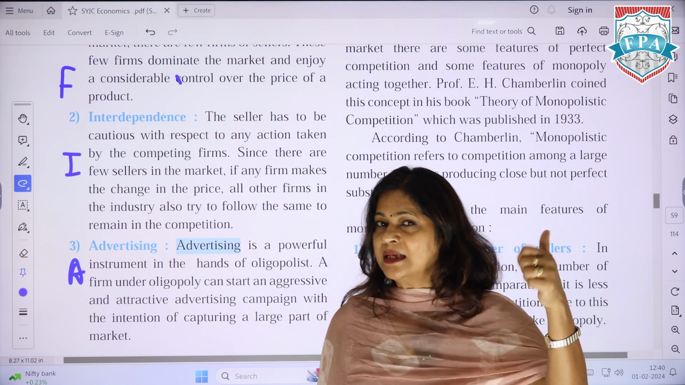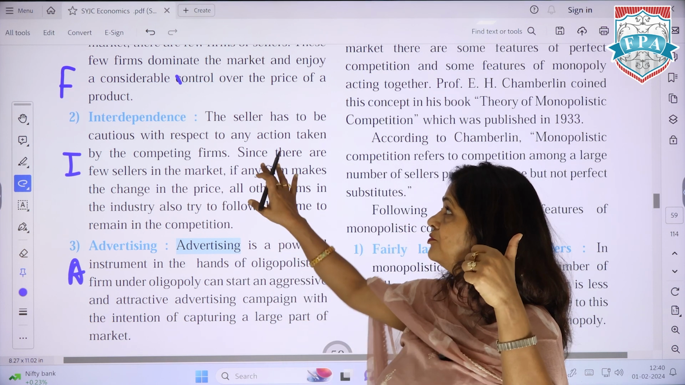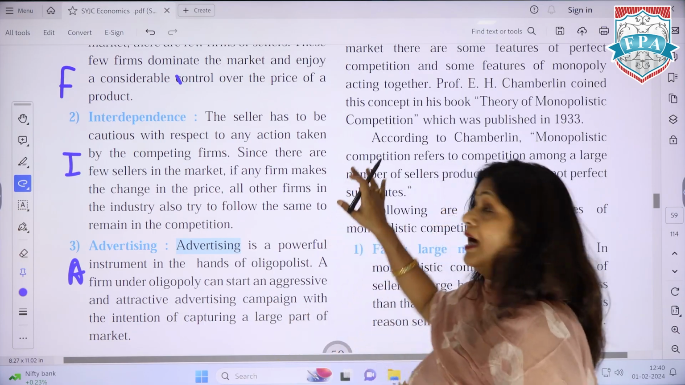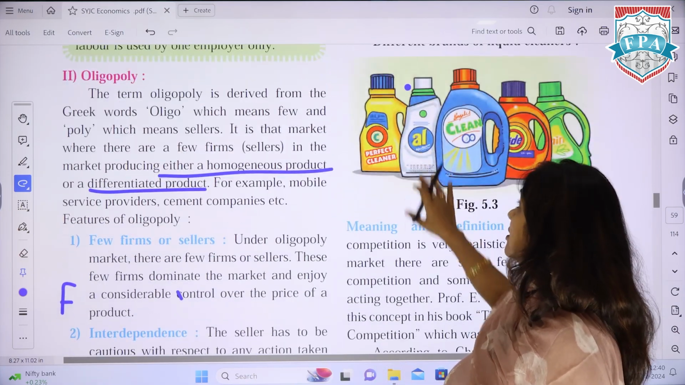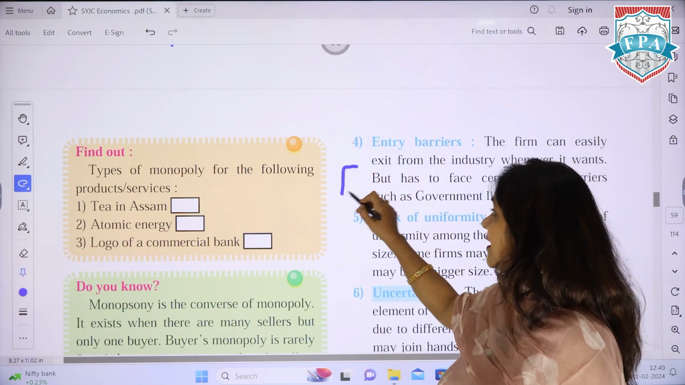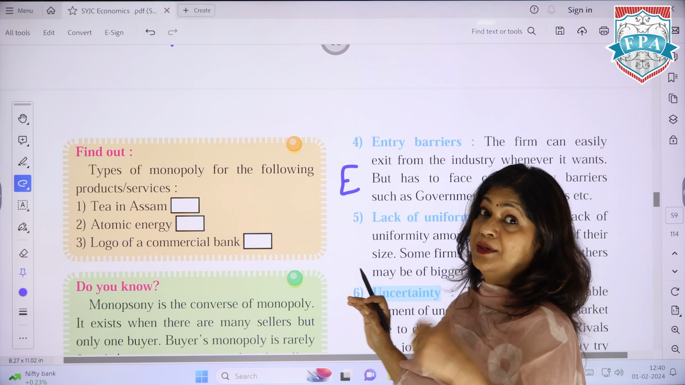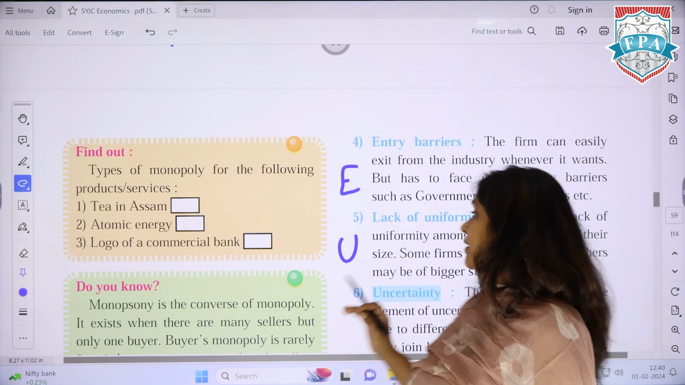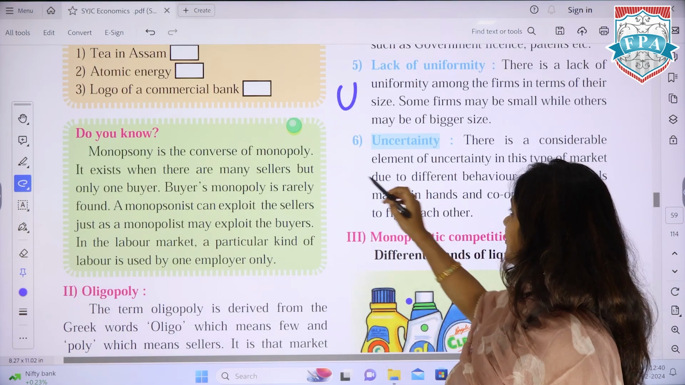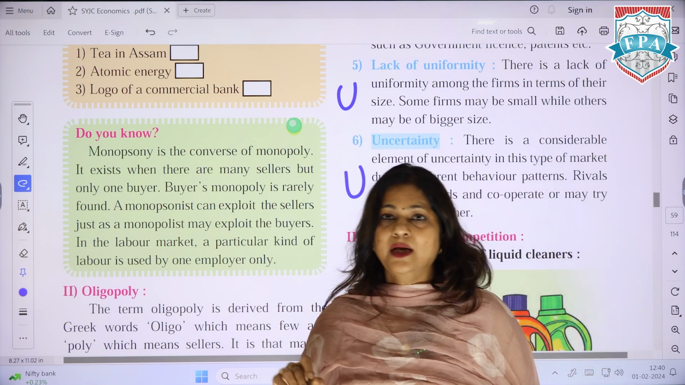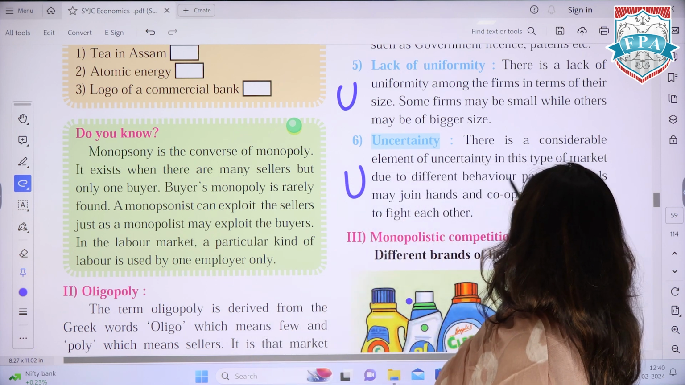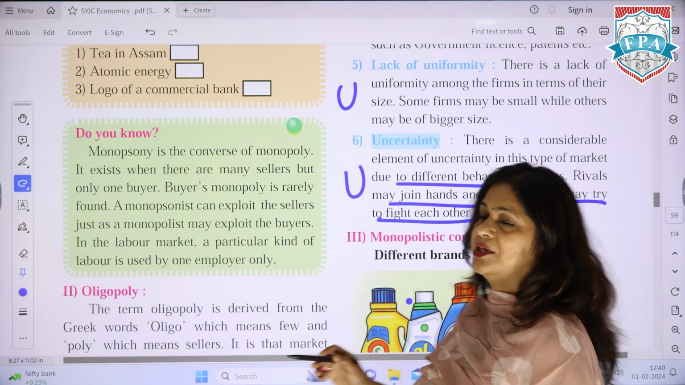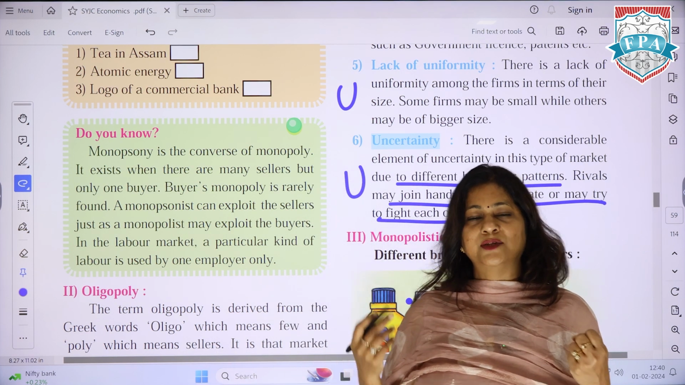So how many things have we covered so far? We have taken F with respect to few firms, I with respect to interdependence of the firms on each other. Advertising plays a very big role. Then we talked about that entry barriers are there. Yes, not everybody can enter because you need resources, infrastructure, capital. There's a lack of uniformity. Some firms may be small, some may be of a bigger size, and there is definitely a lot of uncertainty because due to different behavior patterns, rivals may join hands and cooperate or may fight with each other. There are few people, so there are chances of a fight, so there is uncertainty.